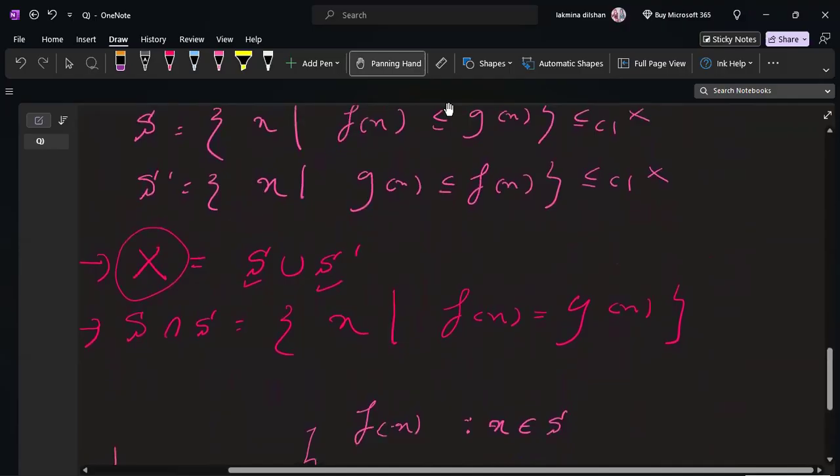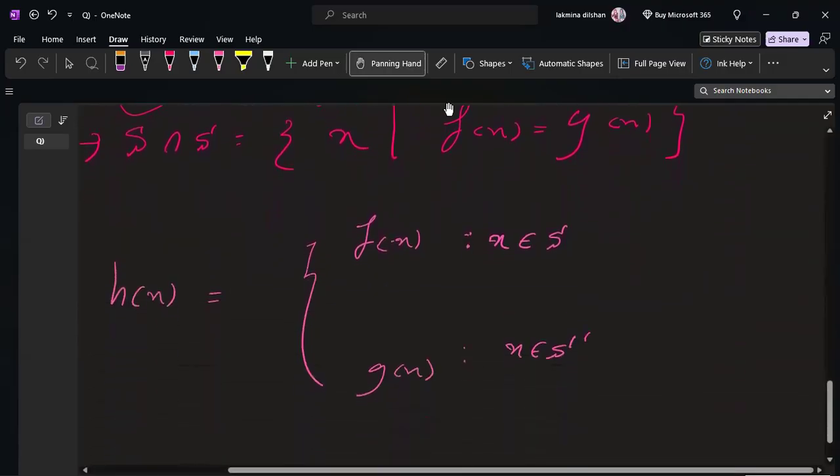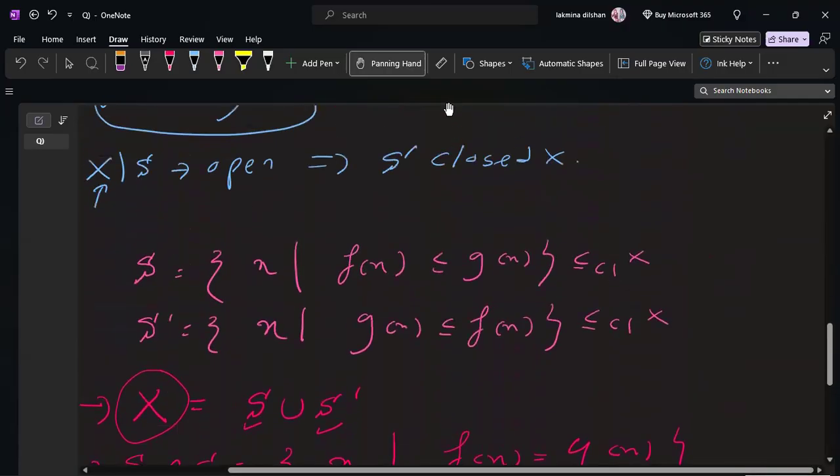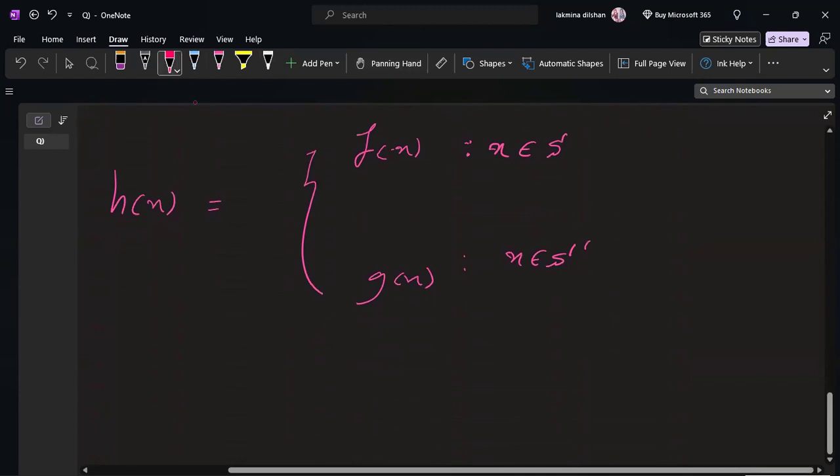So if x belongs to S, which means this one, f(x) is the minimum, that is okay. Then when x belongs to S dash, again g(x) will be the minimum. So this is also okay. So we have found the continuous function by the pasting lemma. This is continuous, and this is just saying that h(x) equals the minimum of f(x) and g(x). So that's all about this question.